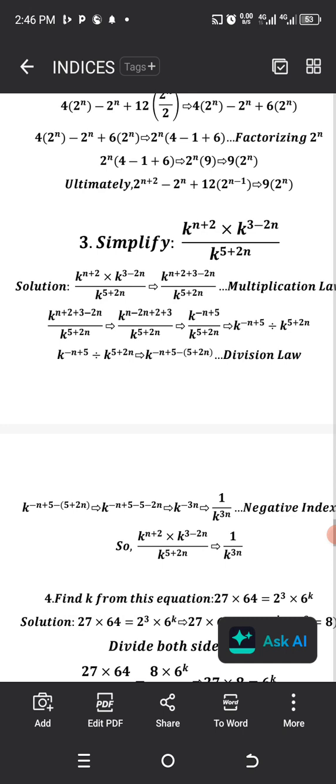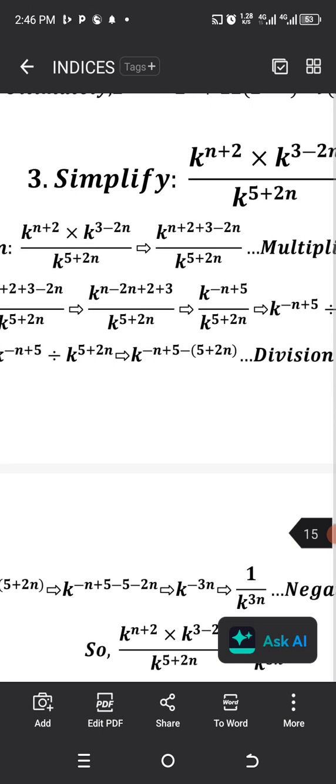So that's why you are saying that to be what? k all raised to power n plus 2 plus 3 minus 2n, all divided by k raised to power 5 plus 2n. You solve stepwisely. So now this expression is now what? So you are having what? k raised to power n, k raised to power minus n plus 5, which is also the same thing as k raised to power 5 minus n, all the same, divided by k raised to power 5 plus 2n.